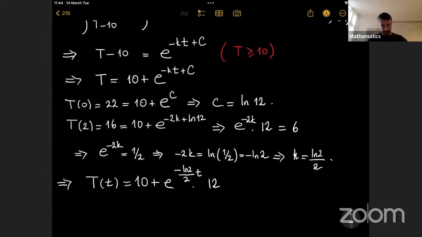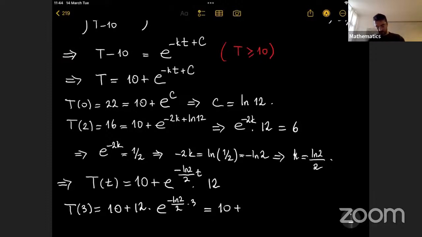We will find T of 3. So T of 3, after 3 hours, becomes 10 plus 12 times e to the minus ln 2 over 2 times 3. Well, you can basically write this in a simple form. It's 10 plus, e to the ln 2 is 2, so it's like 2 to the minus 3 over 2, okay? Times 12. Of course you don't need to do that, this is approximately 14. So after 3 hours, it drops to about 14. Any question so far?